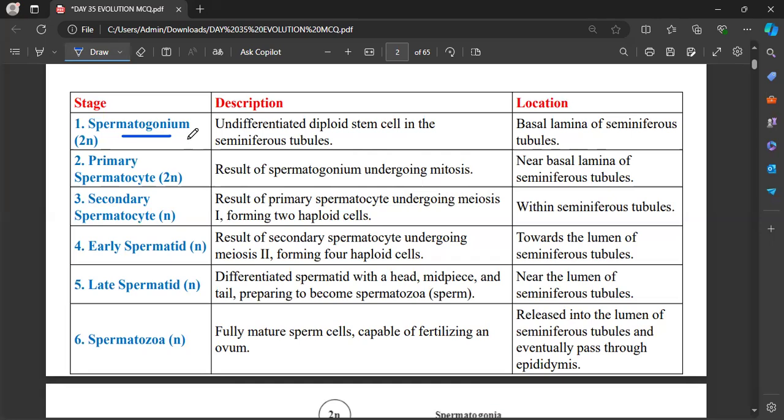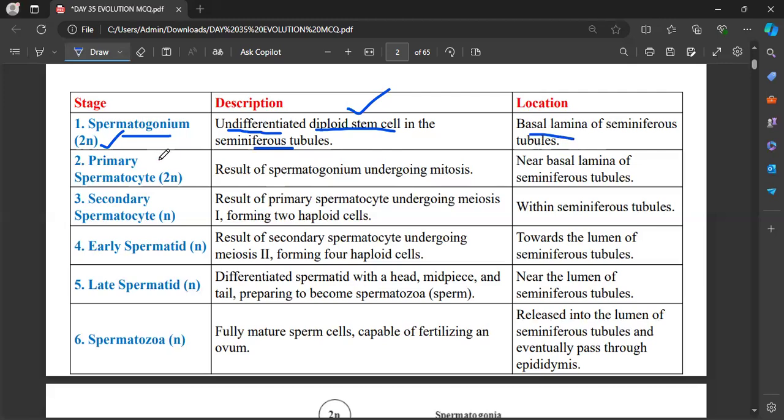You should know whether the spermatogonium is in the diploid or the haploid stage. The spermatogonium will be in the diploid stage, an undifferentiated diploid stem cell, and that will be present in the seminiferous tubules. And where will be the exact location? The basal lamina of the seminiferous tubules.